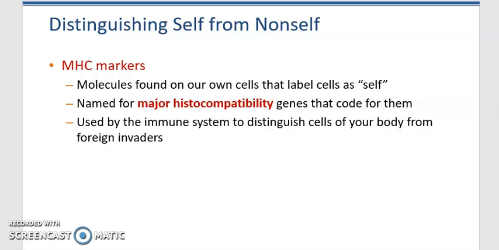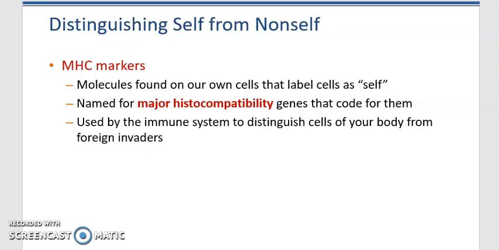So let's talk about those MHC markers a little bit. The MHC markers are our major histocompatibility complexes, and these mark every cell in my body as self. So all of my tissue cells have these membrane-bound proteins that are marking them as my tissue cells. So they're like little ID tags for my cells, like showing the police officer your driver's license.